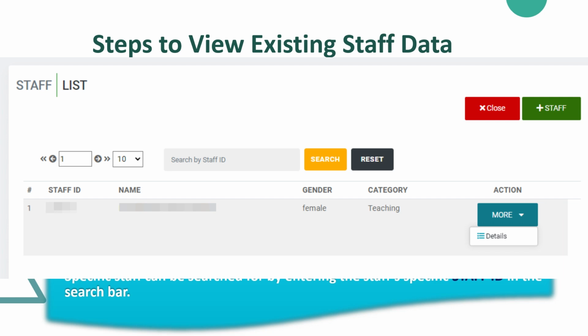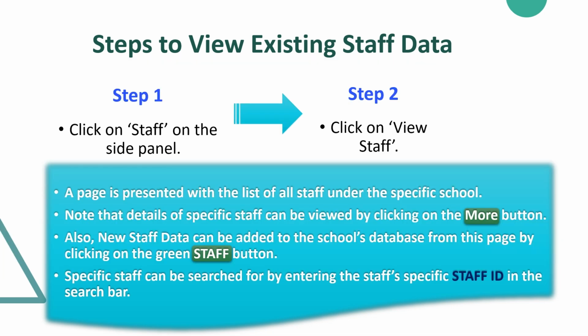Note that details of specific staff can be viewed by clicking on the More button. Also, new staff data can be added to the school's database from this page by clicking on the green Staff button. Specific staff can be searched for by entering the staff's specific staff ID in the search bar.